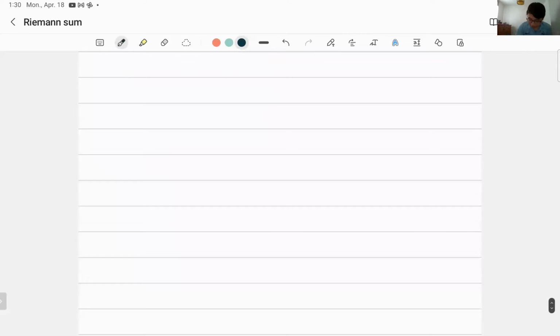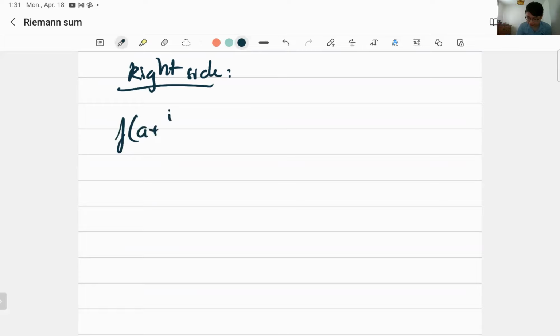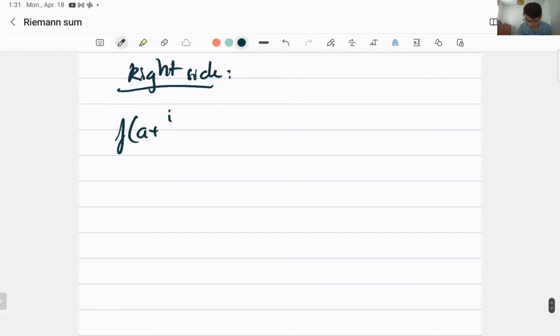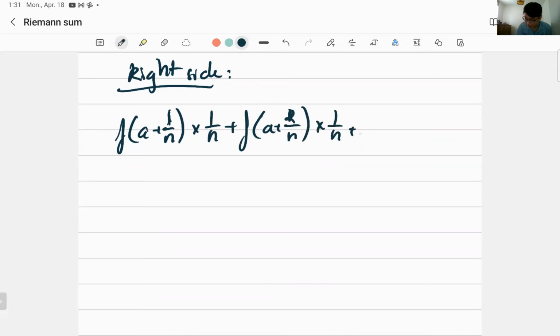If you want to do the right side, we can do the same thing. Instead, we start with a plus 1 over n times 1 over n, plus a plus 2 over n times 1 over n, plus dot dot dot, plus a plus n over n, times 1 over n.